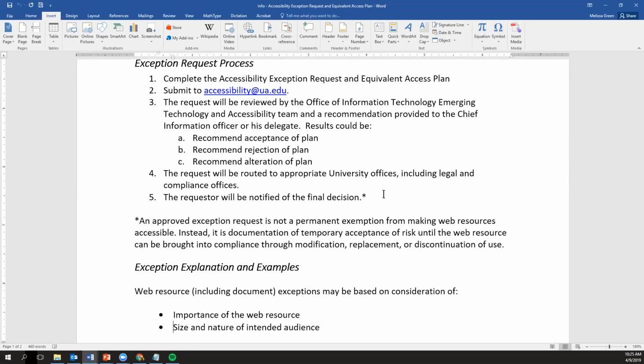So if the exception request is approved, it's not a permanent exemption from making web resources accessible. What it is is documentation that we all acknowledge that this isn't fully accessible, but we're working on it. So we realize that this isn't perfectly accessible. We're going to try to bring it into compliance through modifying it. If this is something we have the ability to modify or work with the vendor to modify, we plan to replace it, or we plan to not use this anymore. So that's the purpose of the exception.